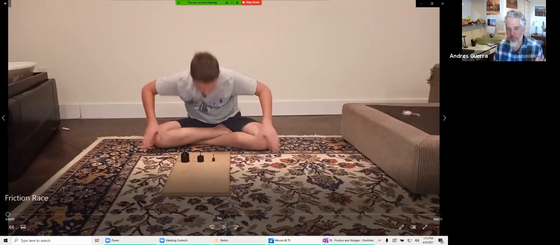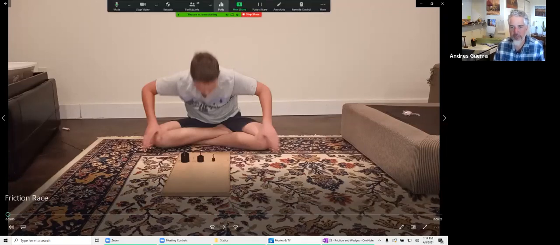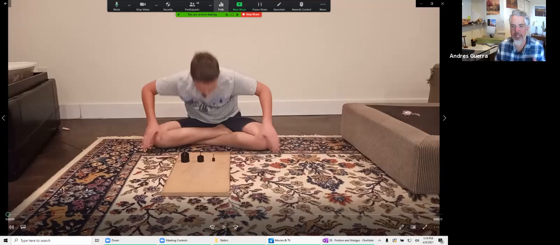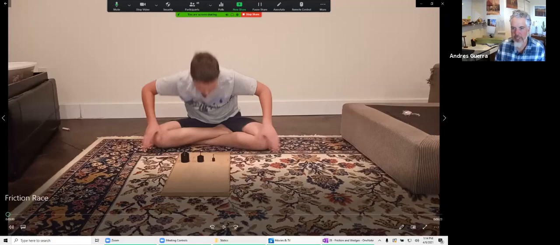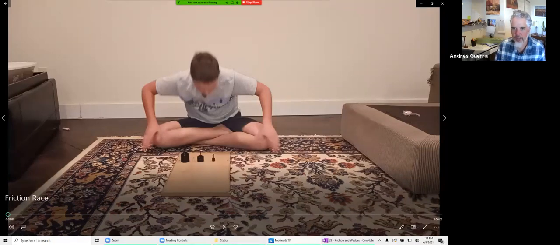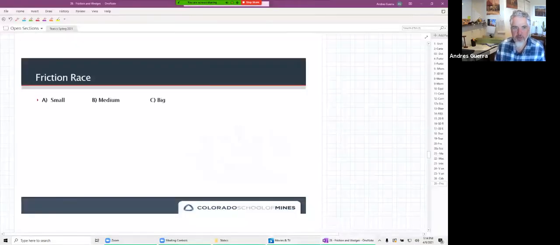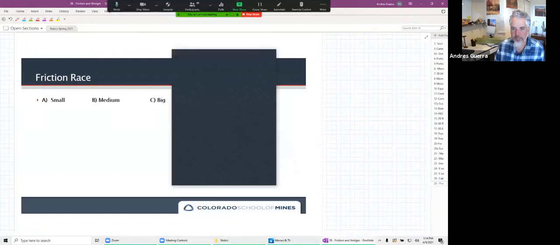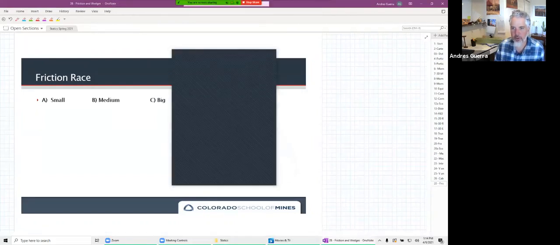So what this race is about is he's going to lift up that board, and let me start polling here as well. He's going to lift up that board, and I have 3 masses that are sitting on that board. They're all the same type of material, painted with the same paint. They have different surface areas and different masses. You can see a small one, a medium one, and a big one there. So small is A, B is medium, and C is big. What I want to know with this poll is, I'll relaunch polling.